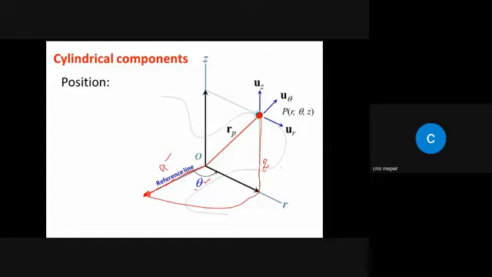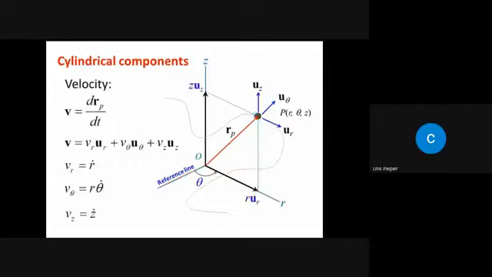So in the cylindrical coordinate system, we will have three cylindrical components: one along r, capital R or small r, both can be there, one along theta and one along z, right? The unit vector to represent the direction along r is ur, the unit vector along theta will be u theta, and the unit vector along z will be uz. To define the position, we require three variables: r, theta, and z. Is it clear?